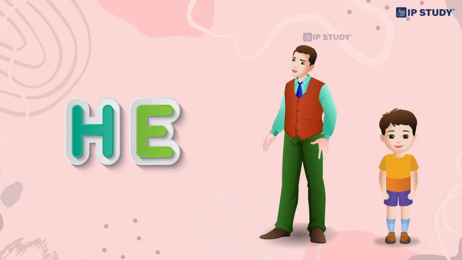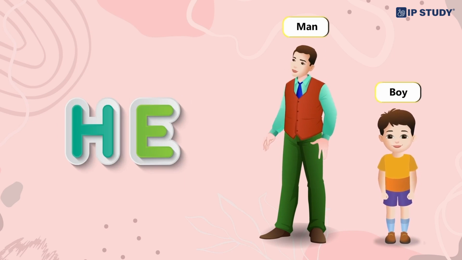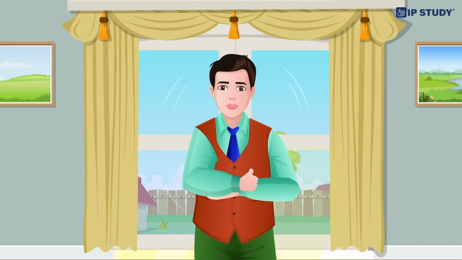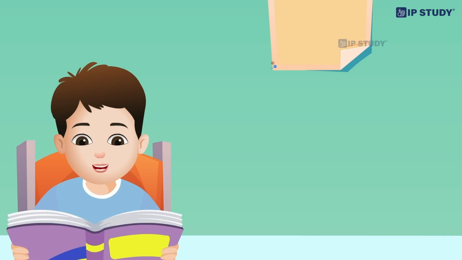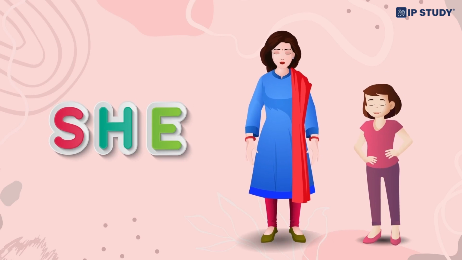He is used for males. Whenever we talk about a boy or a man, we use he. For example, he is a boy. He is a man. He is my grandfather. He is a student.